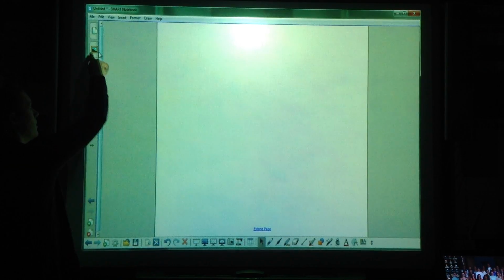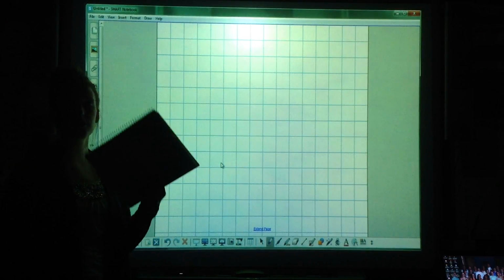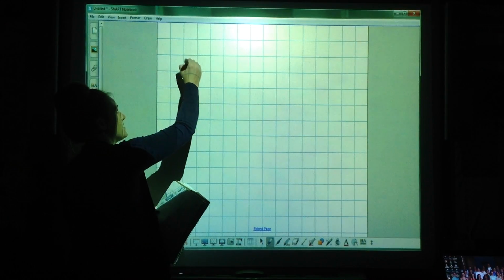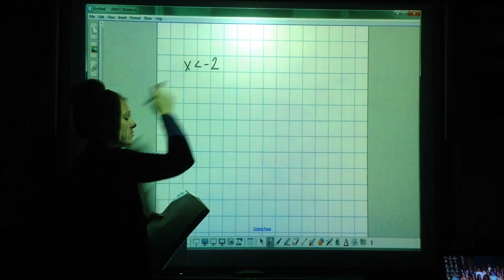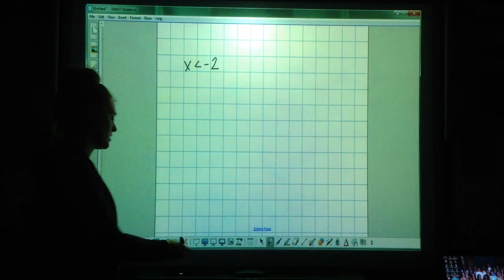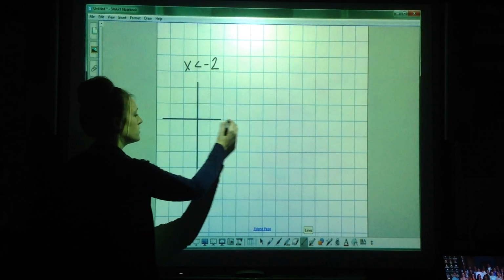Okay. We have just done problems with 2 variables. You are going to see inequalities with 1 variable. For example, x is less than negative 2. We're going to graph these the same way as if it said x equals a negative 2. This is just a short graph. You don't have to use all those steps.